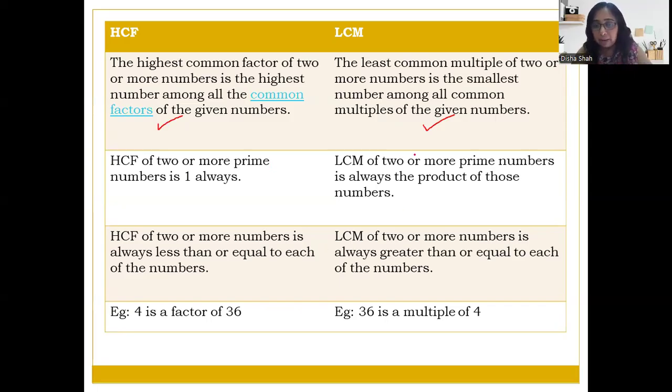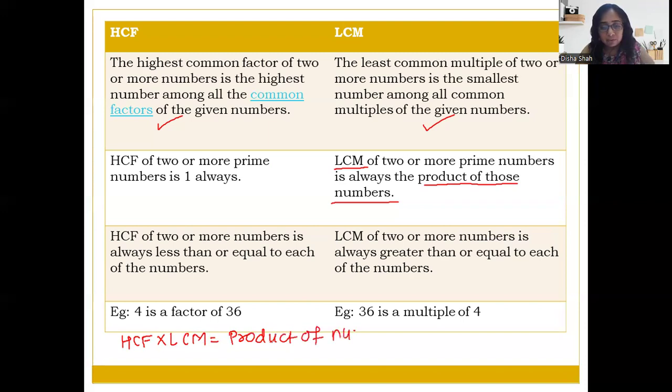ठीक है. और अगर आपको उनका LCM निकालना है प्राइम नंबर का, तो LCM is always the product of those numbers. Why it is like this? This is because HCF into LCM is nothing but the product of numbers. ठीक है. Now in case of prime number HCF is 1, तो ये value 1 हो गई. So can I say LCM is nothing but the product of numbers?